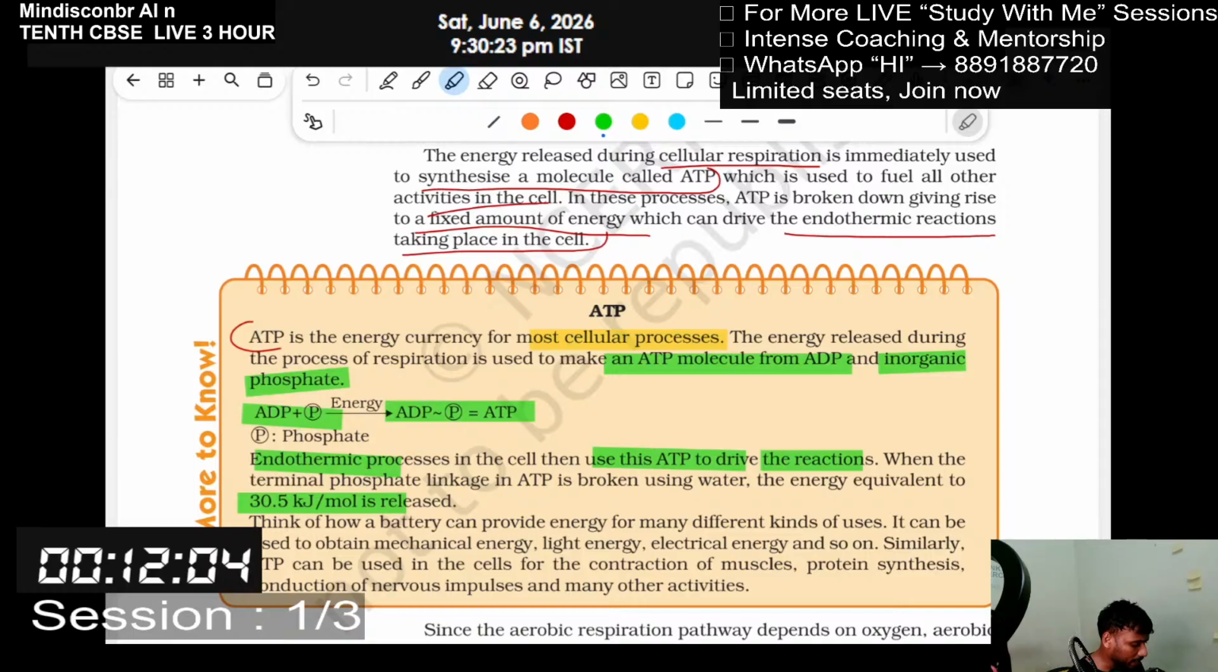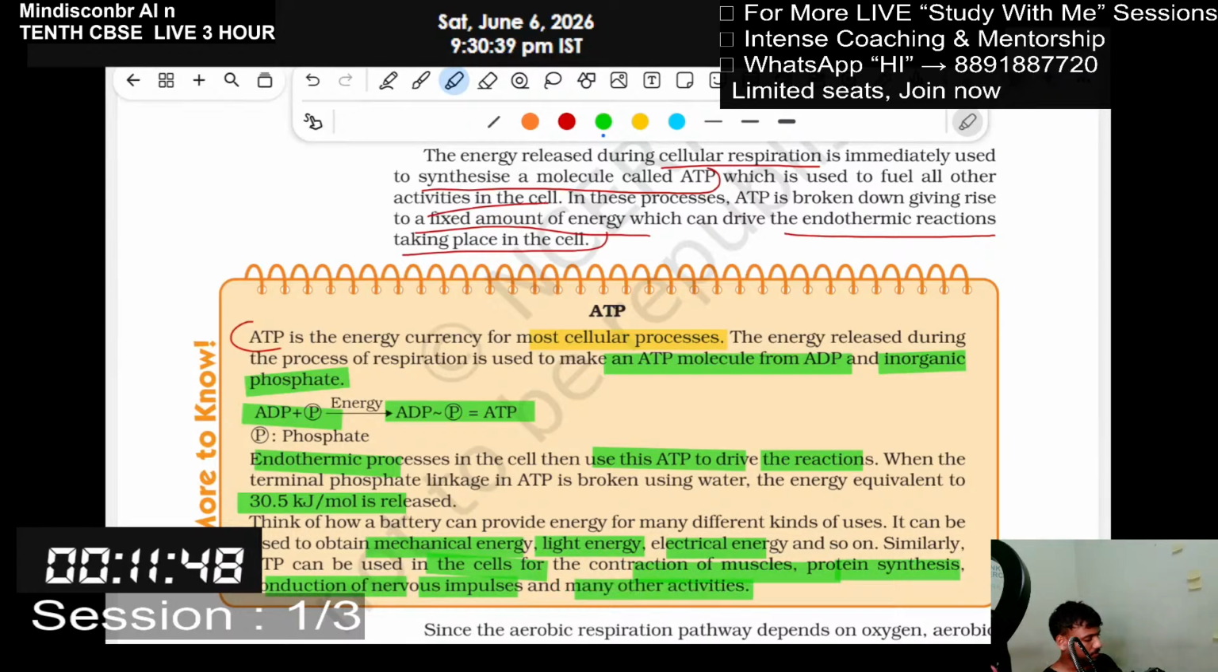Think of how a battery can provide energy for many different kinds of uses. It can be used to obtain mechanical energy, light energy, electrical energy, and so on. Similarly, ATP can be used in the cells for muscle contraction, protein synthesis, conduction of nerve impulses, and many other activities.